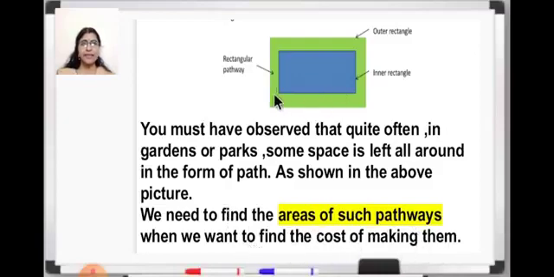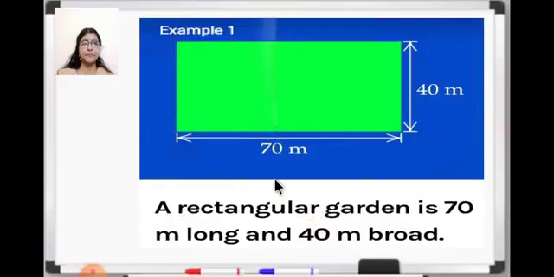Many times you will see it is made up of concrete. So you have to find out the cost of making these pathways. For that we need to find out the area of this path around the garden. So let us see how to find out the area of this path. Let us take one example.